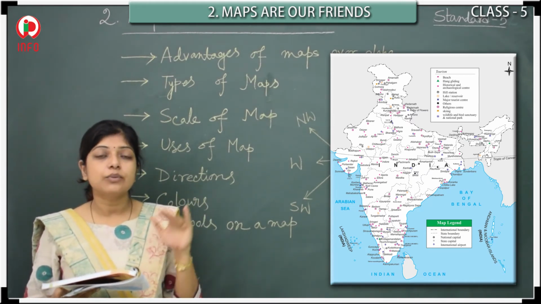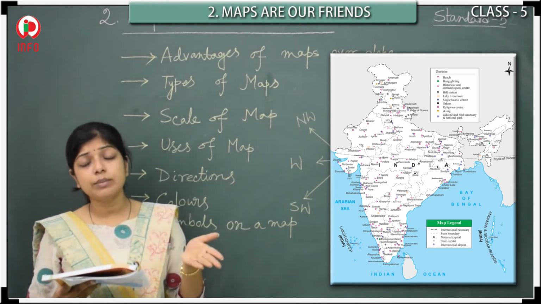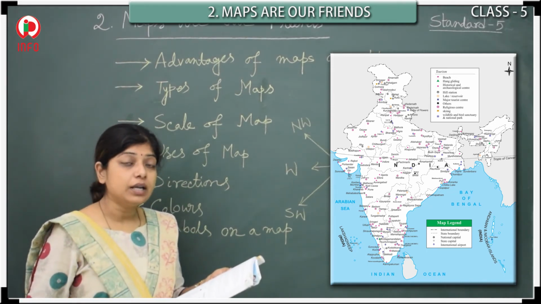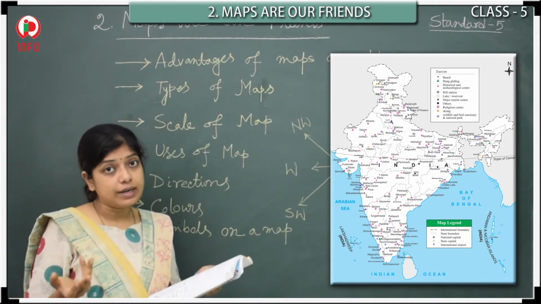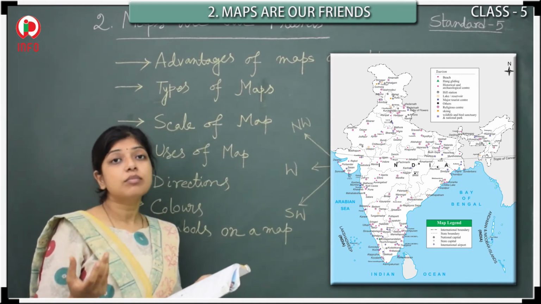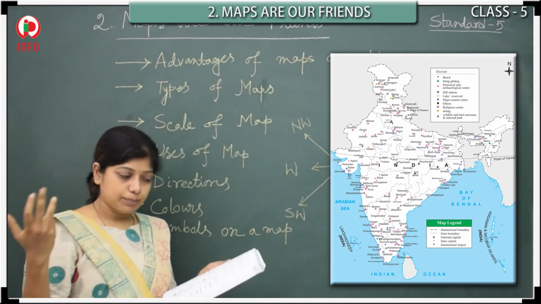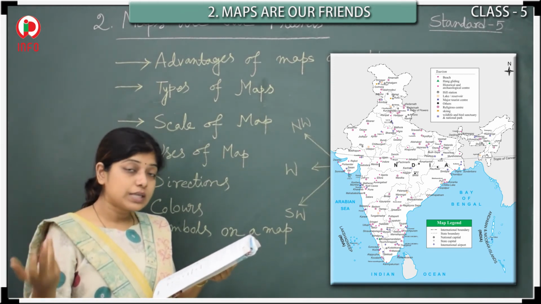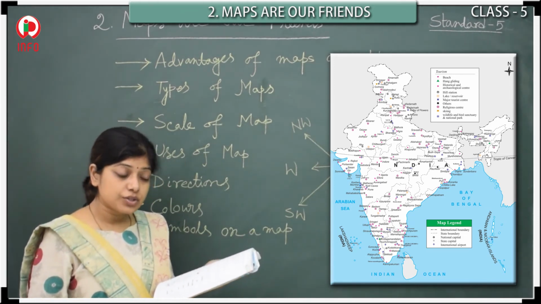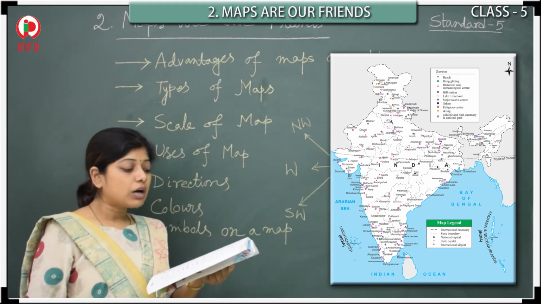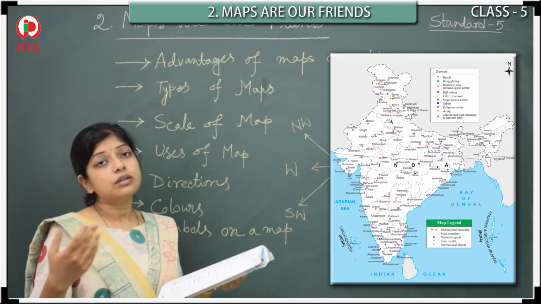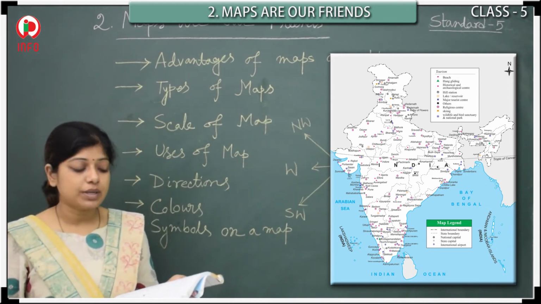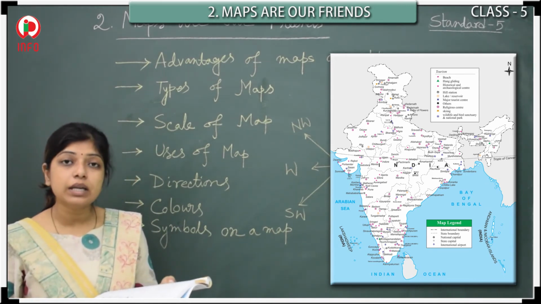Next, the green color. I have already told you that green is the symbol of greenery. So which things are they indicating? The parks, the golf courses, the reservations, the forests, the orchards, the highways. So different things are represented with the help of green color.